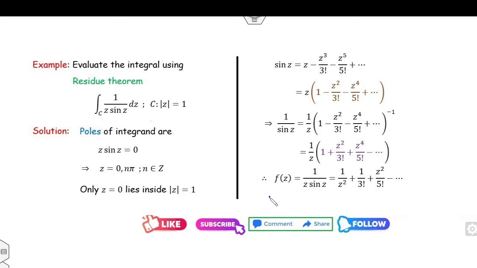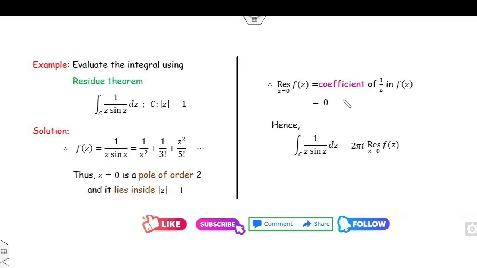Fine. Now can you find the coefficient of 1 over z? Because the point is 0, your target is to find the coefficient of 1 over z minus 0 in f(z). So can you find the coefficient of 1 over z? So there is no coefficient. Answer is 0. Fine. So once you see the coefficient is 0, answer 0 is the required answer.